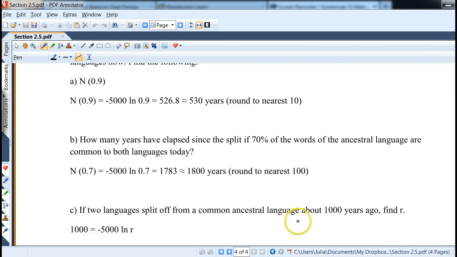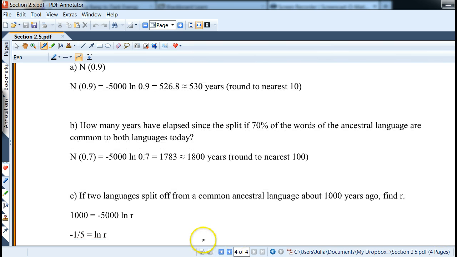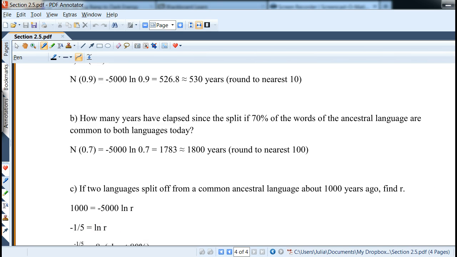And now here's the other situation. What if they found it about 1,000 years ago? So here you know the age or the number of years. How can we find r? So it's the opposite situation. So what I did was I divided both sides by negative 5,000. I got negative 1 over 5 equals ln of r. How can we solve for r?